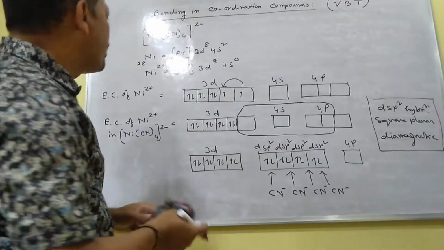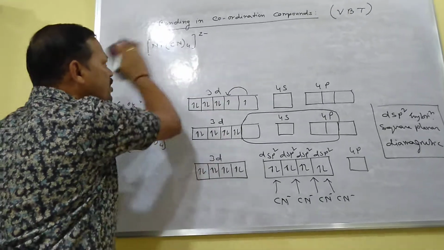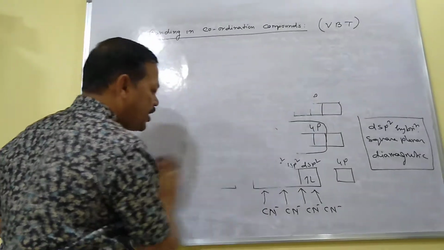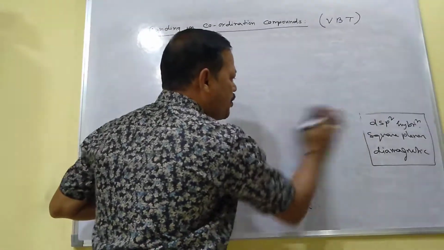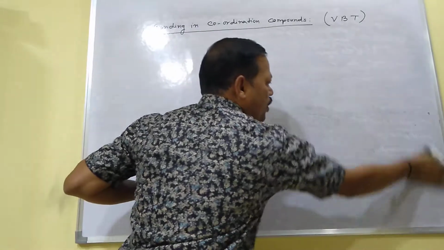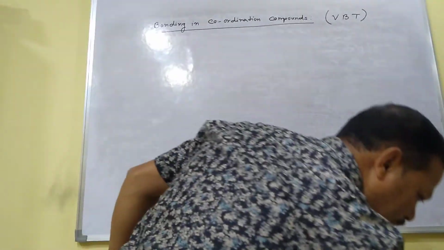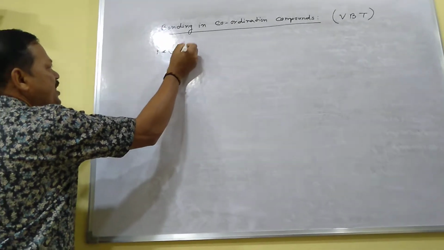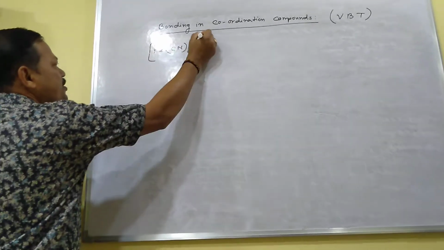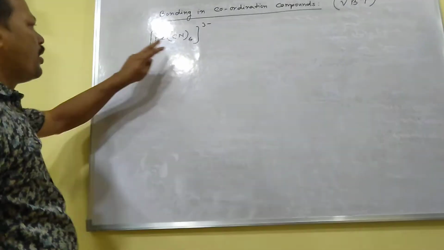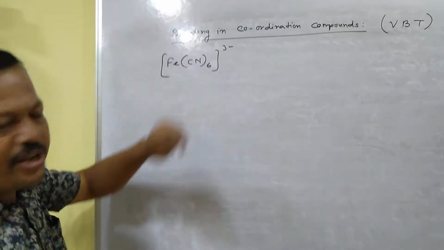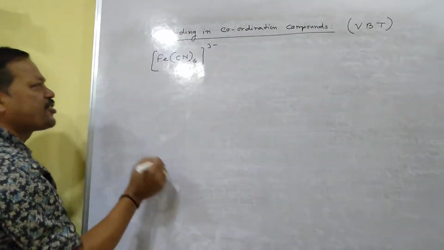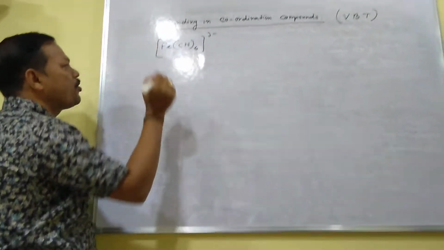Now I will show you a complex which contains 6 ligands, I mean whose coordination number is 6. Then a different type of hybridization will take place. So now I will take one example. Suppose this is the example, [Fe(CN)6]3-. This is called hexacyanidoferrate(III). The name is hexacyanidoferrate(III). I mean here iron exists as a 3+ charge if you want to find out the oxidation number.